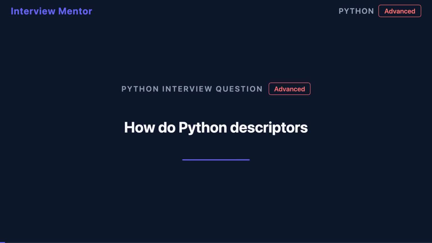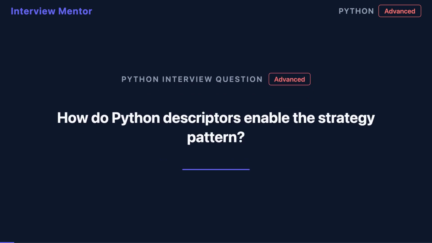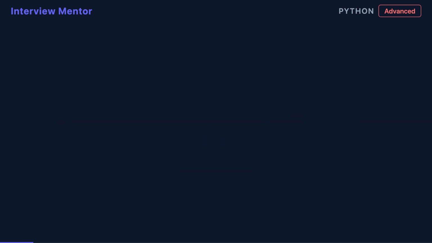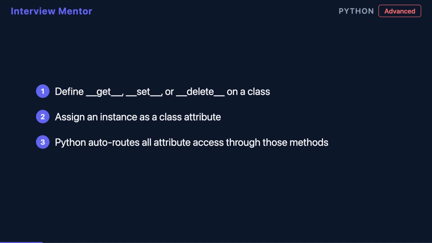Python descriptors can implement the strategy pattern and make it completely invisible to callers. Here's how. A descriptor is any Python object that defines __get__, __set__, or __delete__. Assign a descriptor instance as a class attribute, and Python automatically routes attribute access through those methods on every instance. That interception point is the key.